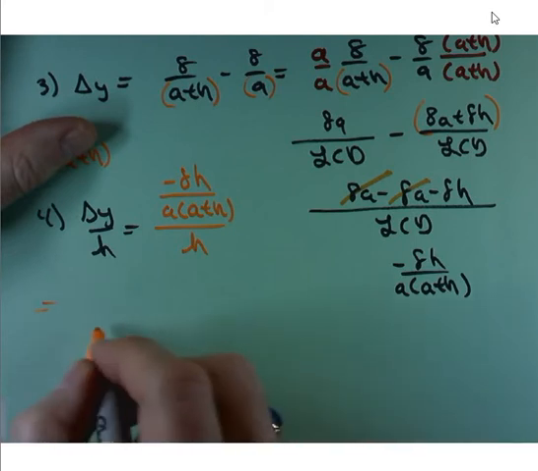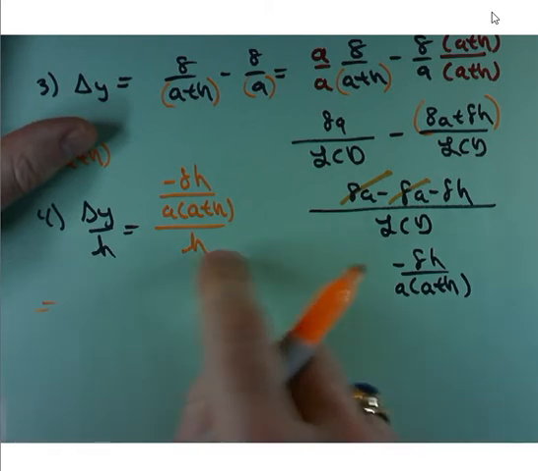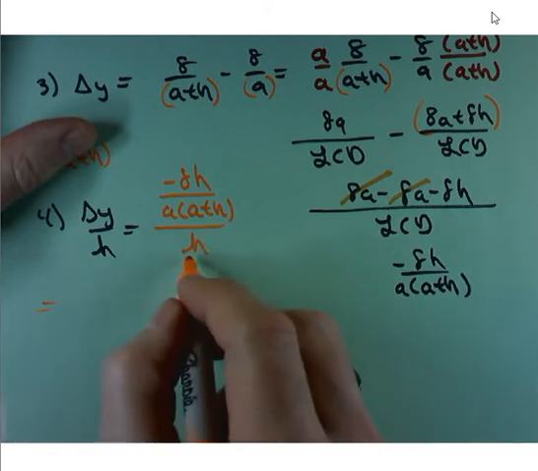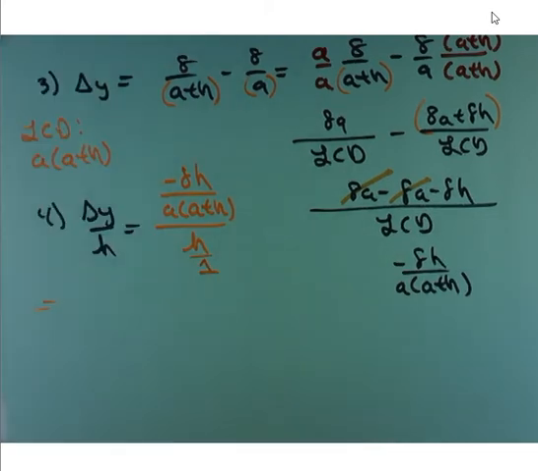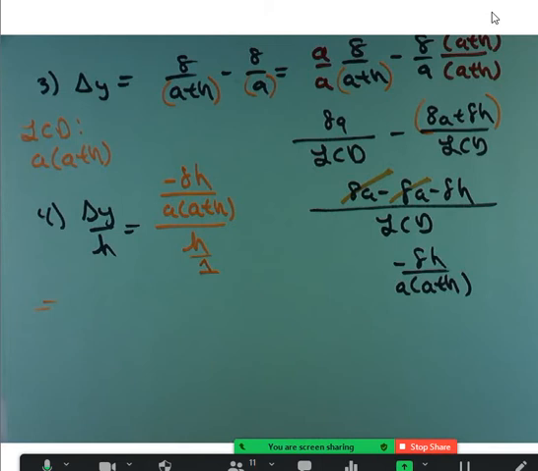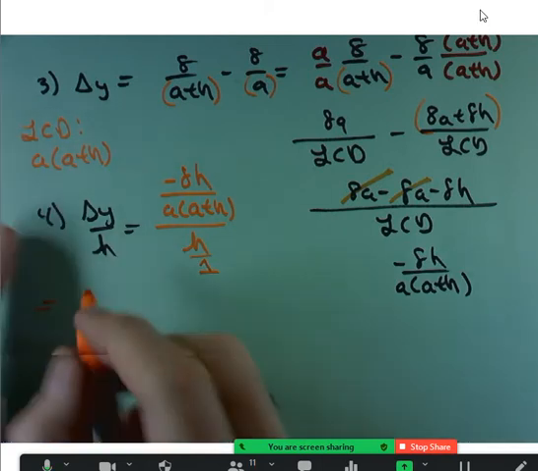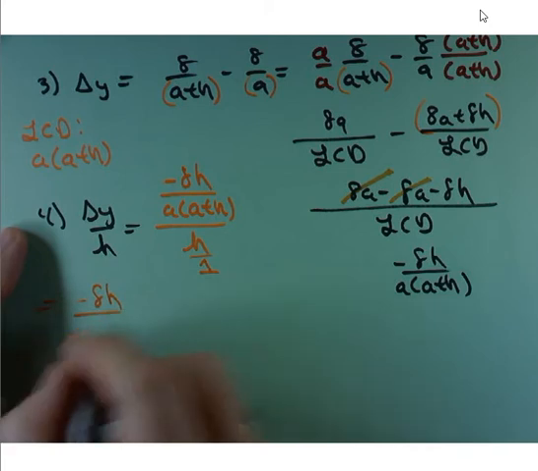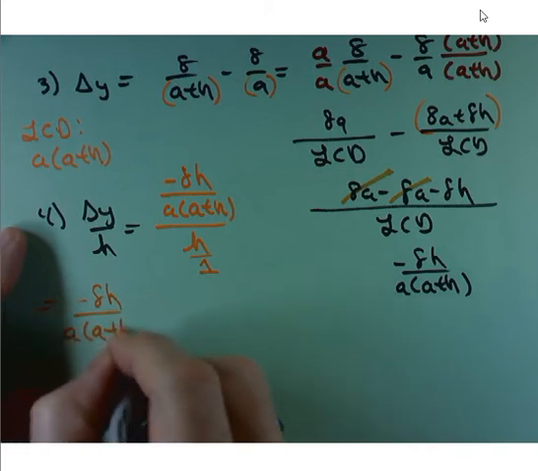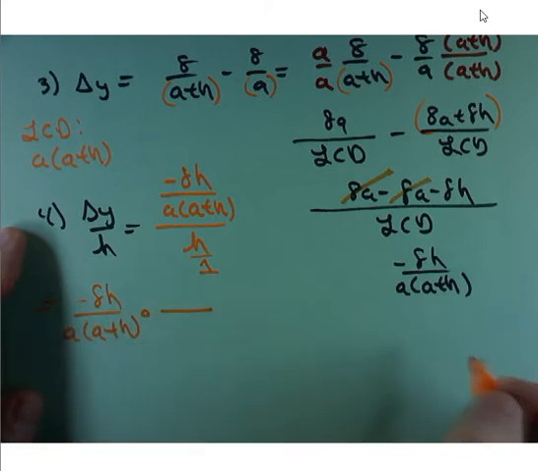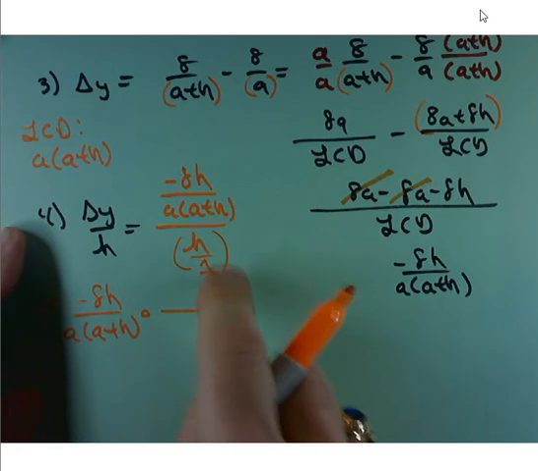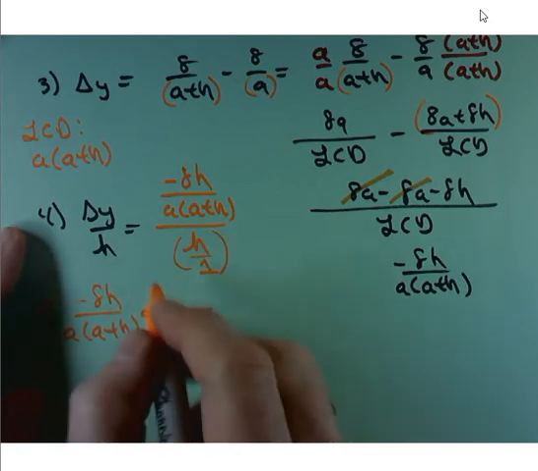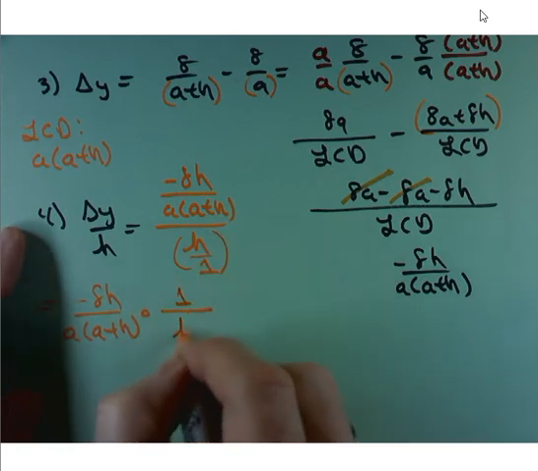All right, well, let's think here. This h in the denominator I could think of as h over 1, right? The advantage of thinking of it as h over 1 is that now I'm dividing a fraction by another fraction. What's the trick when you divide by a fraction? What do you have to do? You're going to multiply by the reciprocal. The reciprocal of h over 1 is 1 over h.